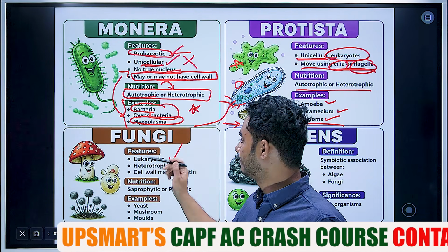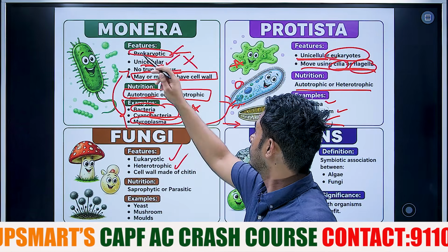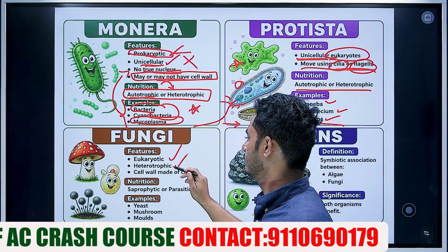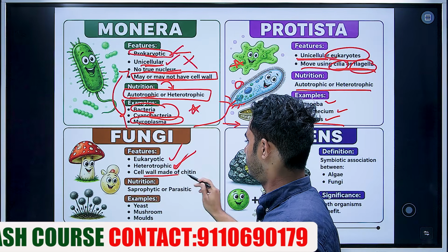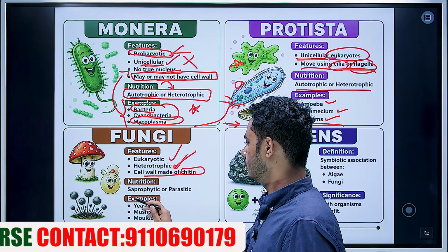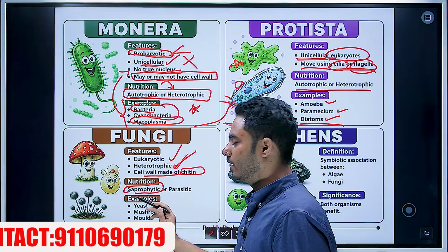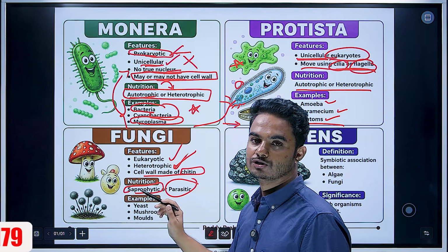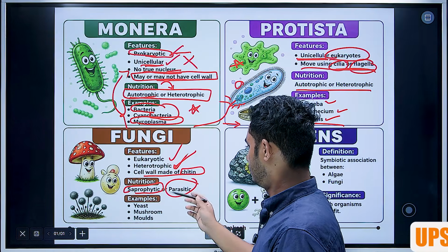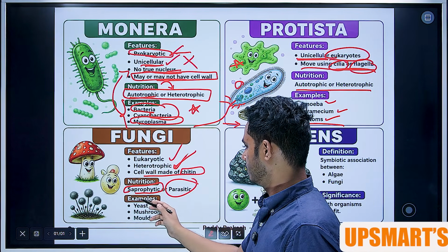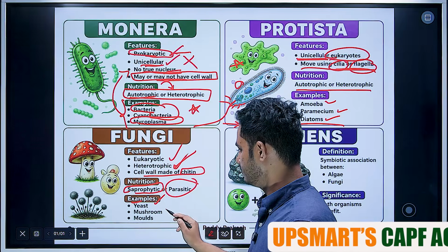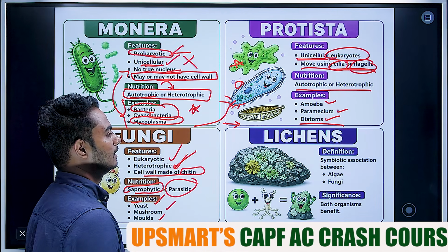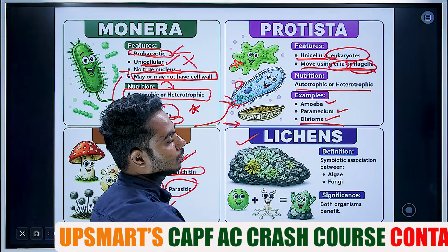Next, fungi. You know everything about fungi. Eukaryotes for sure, heterotrophic, because only Monera are prokaryotes and the rest are usually eukaryotes. Eukaryote, heterotrophic, cell wall made up of chitin. I already told you, they are saprophytic and sometimes parasitic. Majority are saprophytic. Examples, I already told you, are yeast, mushroom, bread molds. Easy with fungi, right?